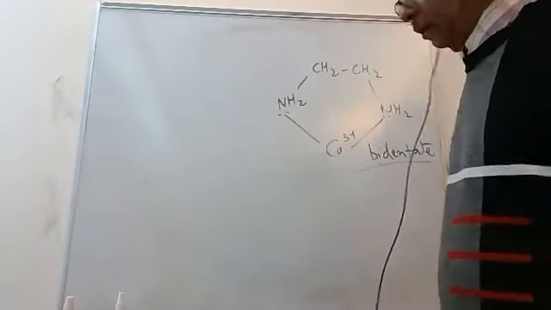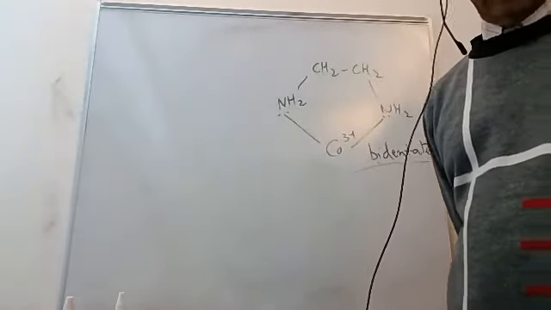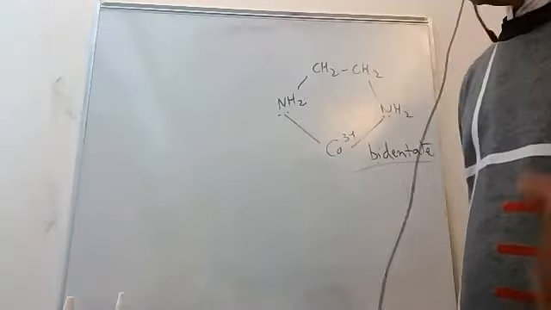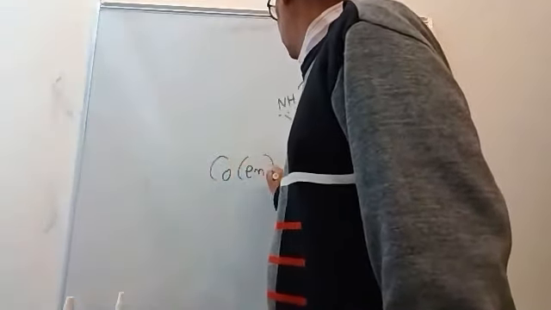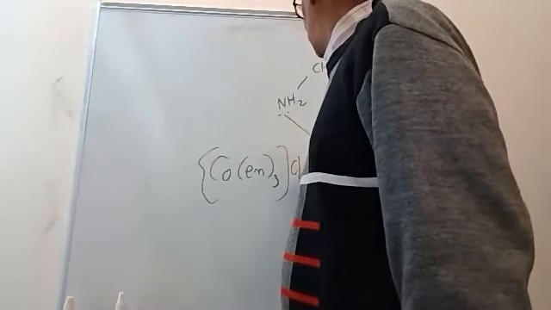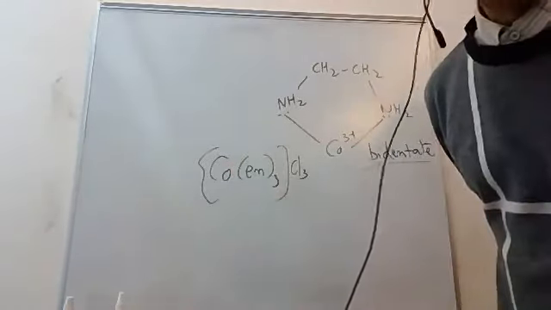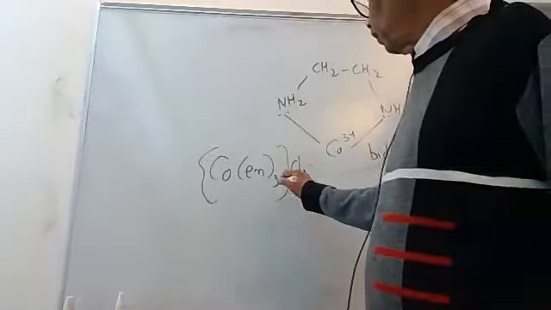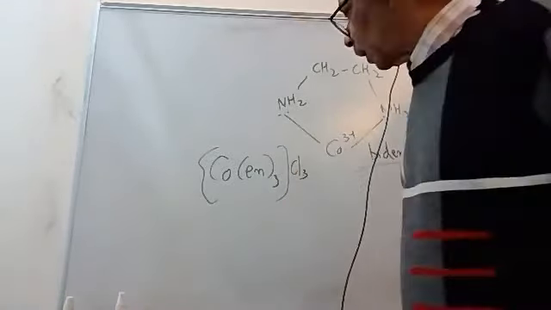Okay. Now, how do we name complexes that have bidentate ligands? Here is the rule. Follow me carefully. Let's say I have a complex like this, Co, cobalt, en, which is ethylene diamine, 3 of them, and then we have 3 chlorides. So how do we name this?